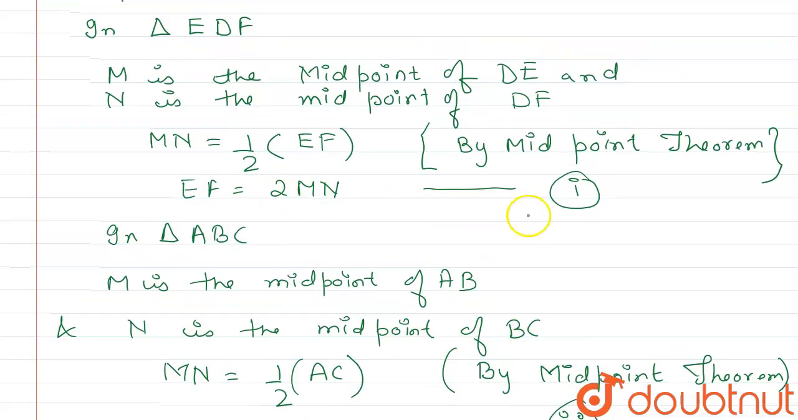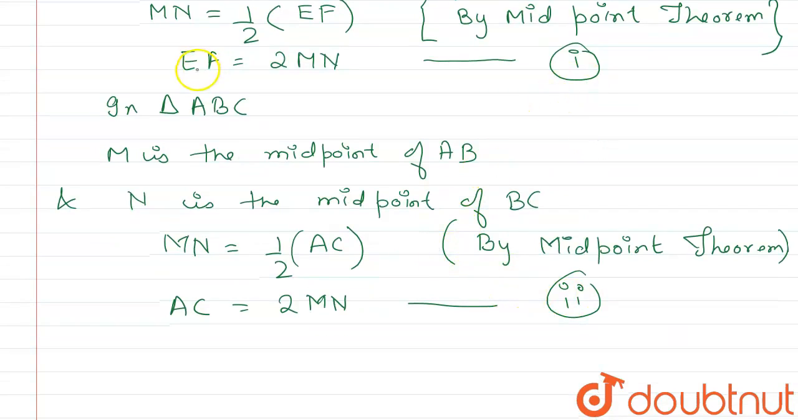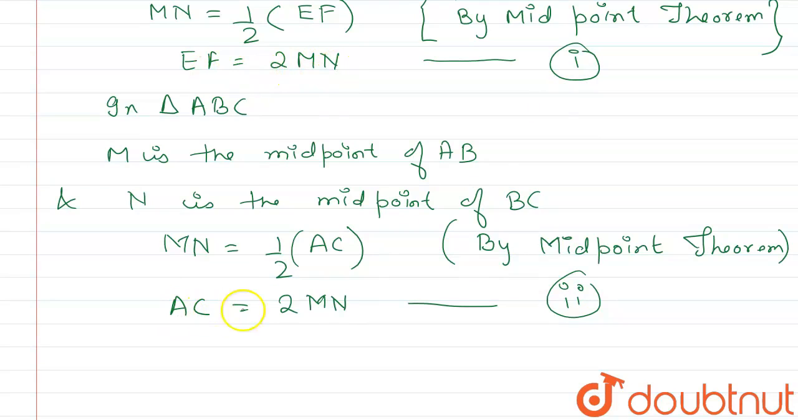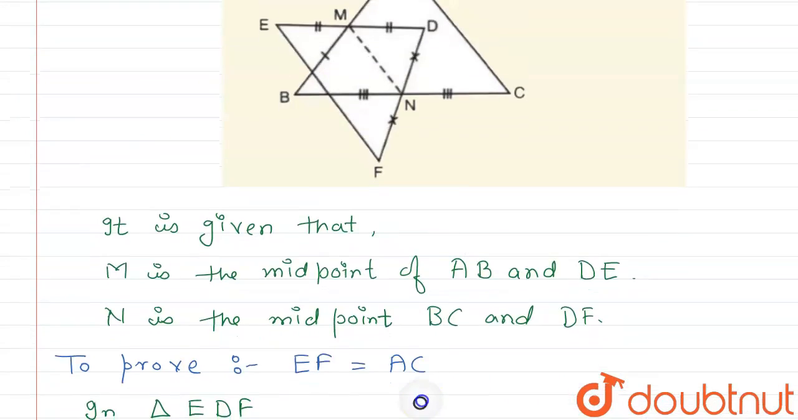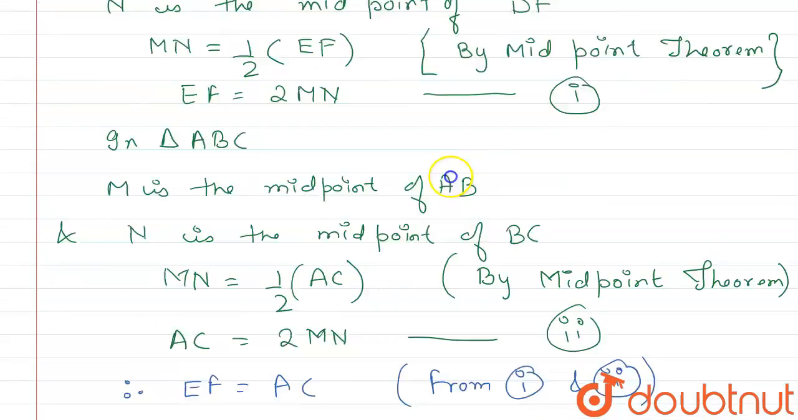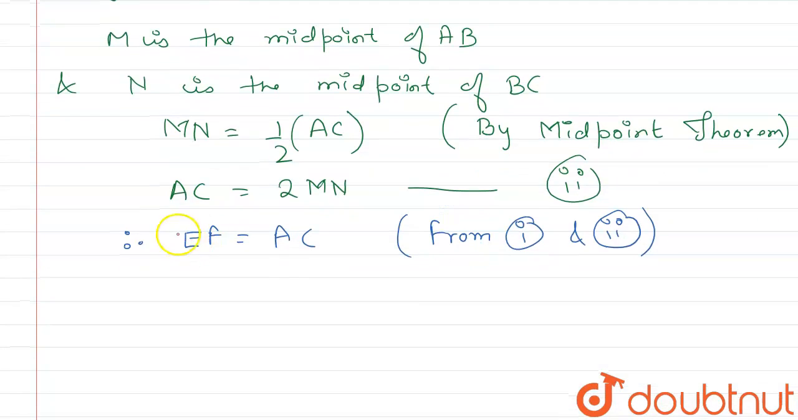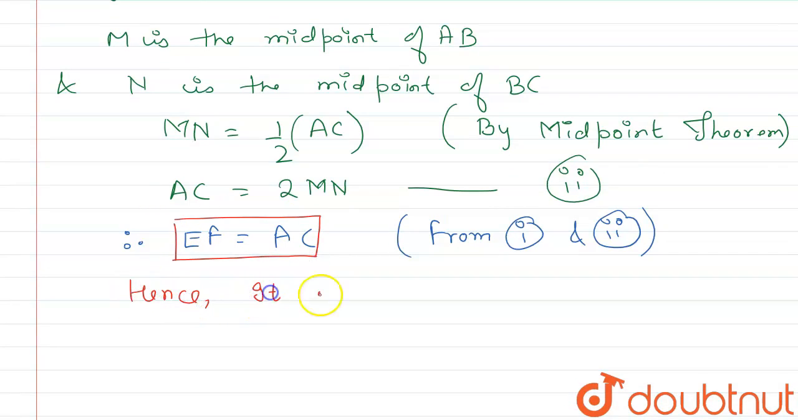Now from first and second, we get EF is equal to 2MN and AC is equal to 2MN. So we say that EF is equal to AC from first and second. Clear? We had to prove that EF is equal to AC. Hence it is proved. Clear? I hope you understand.